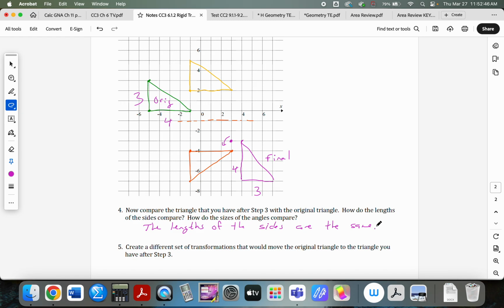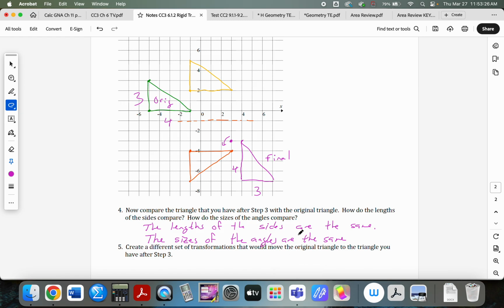What about the angles? Did the angle sizes change? Yeah, it's still got a right angle, and these other angles would fit over here exactly. So the sizes of the angles are the same. Gentlemen, are you writing this down? I'm not doing this for my health. Did you write the size of the angles are the same? Yes. Lengths are the same for the sides, and the angles have the same size too.